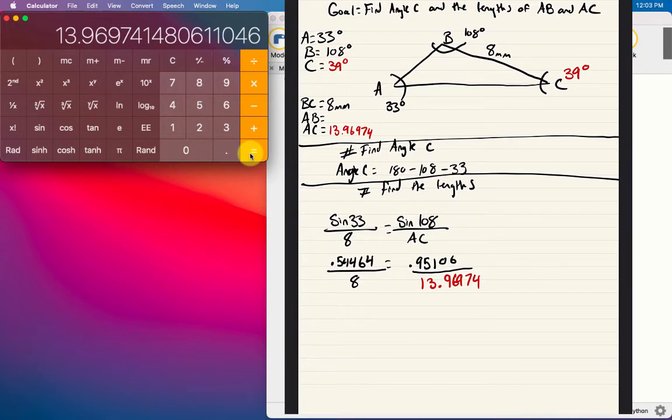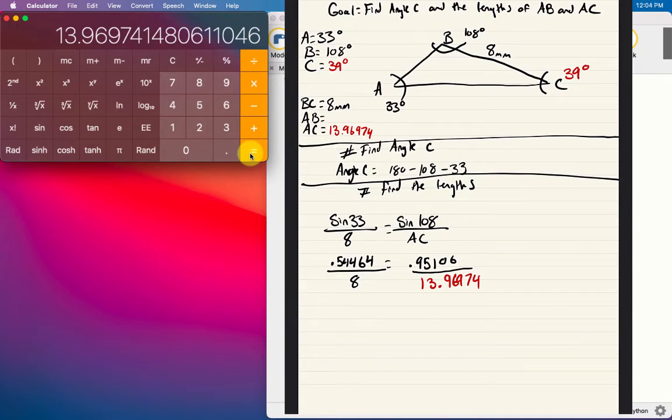So now we solved for AC, so I'm just going to write 13.96974. I'm not choosing to round to the tenths or hundredths, because you'll find that we're going to be a little bit off when Python calculates this, since we're not going to have it round. So we'll be a little off, but the more digits we have, the closer it'll be.